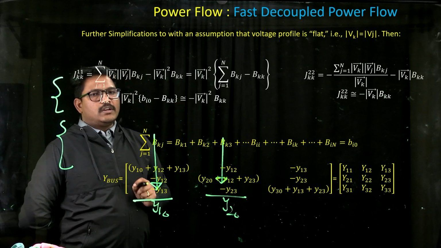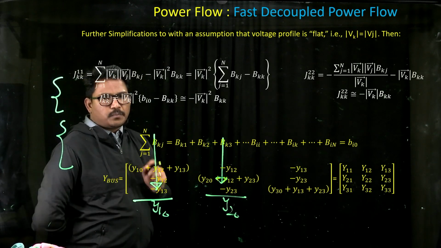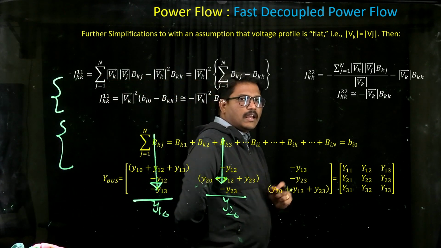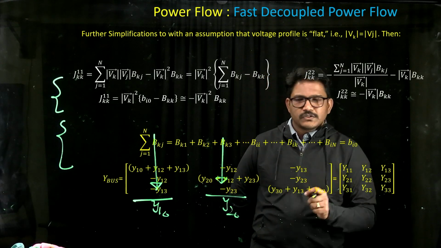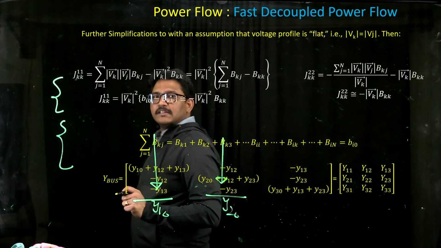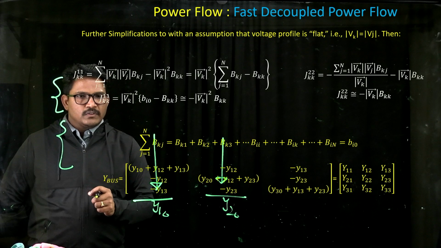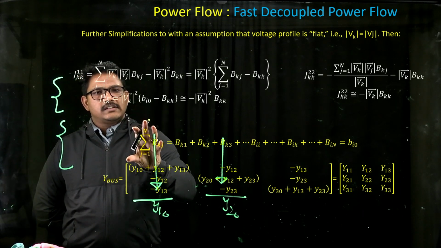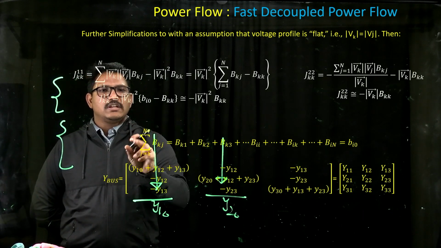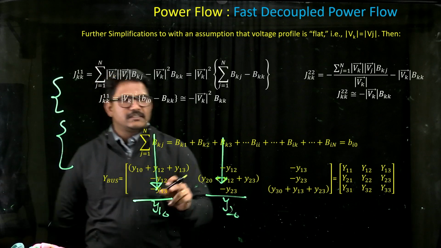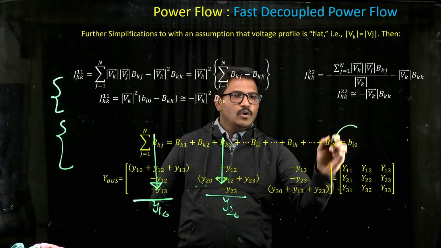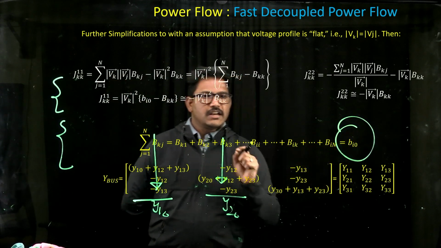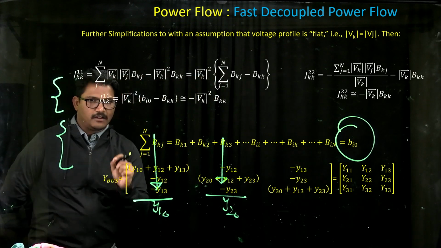That is, when you add all the elements corresponding to a row or a column in an admittance matrix, that gives you the value of the shunt admittance connected at that bus. So now here, this sum of all BKJs, where J is varied from 1 to n, is nothing but BI0, whereas BI0 is nothing but the shunt susceptance connected at that bus.